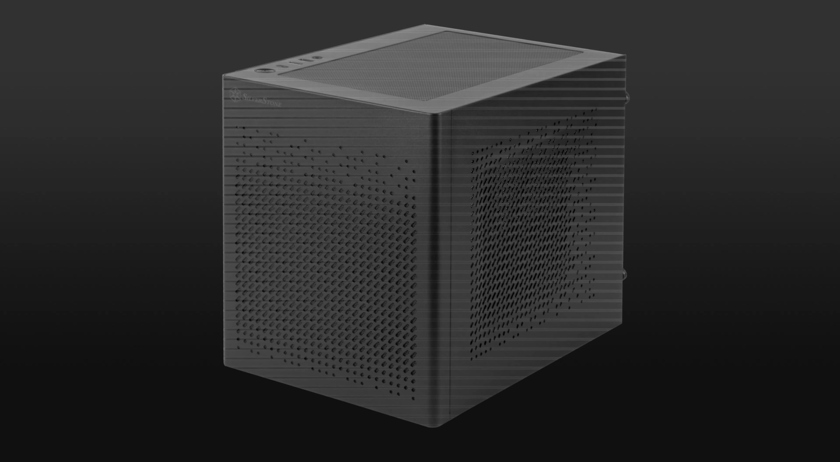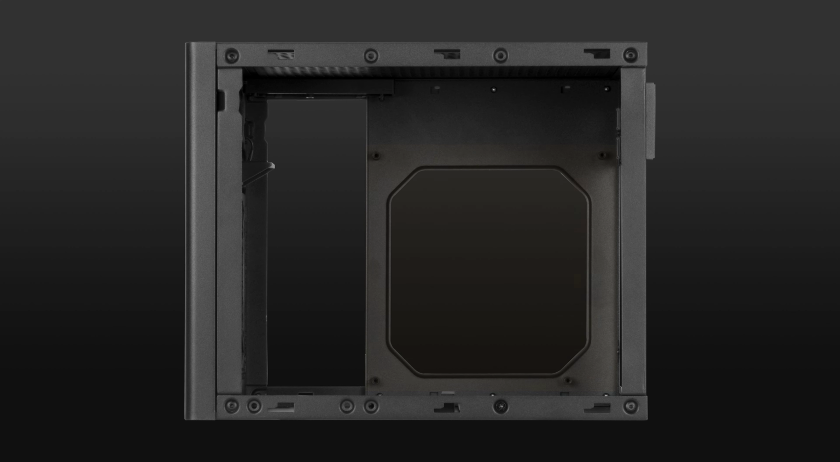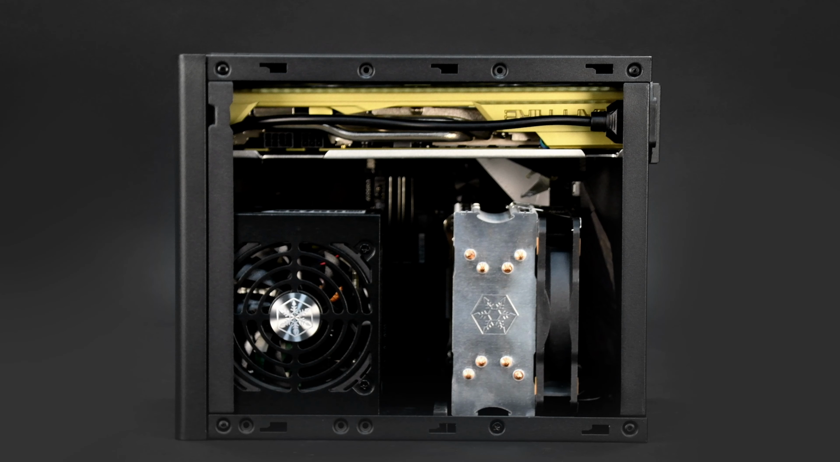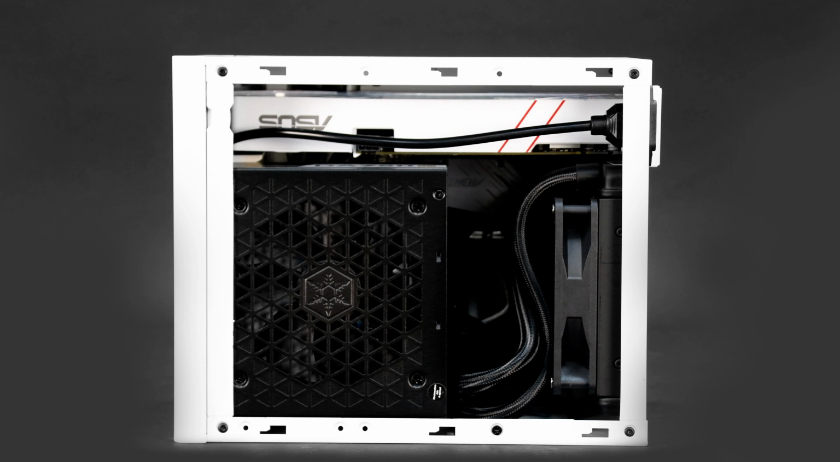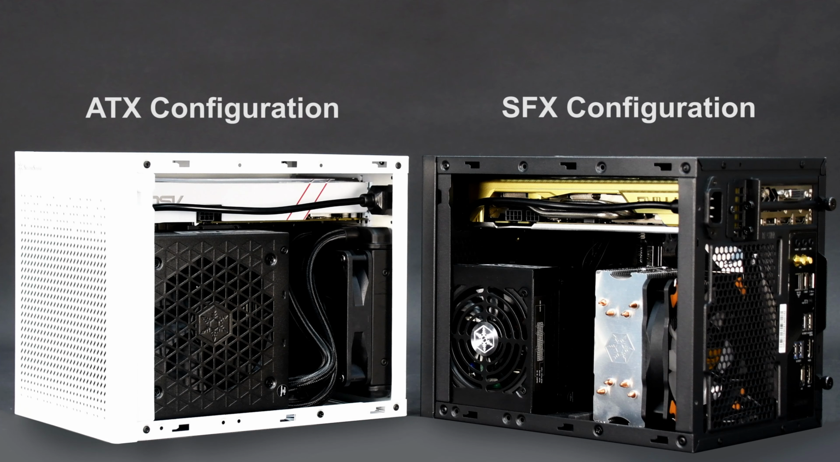SUGO 16 is designed and constructed in a shoebox shape using high-grade steel material. At a mere 13 litres with dimensions of 200mm width, 232mm height, and 280mm depth. It's compatible with Mini DTX or Mini ITX motherboard in a 180-degree rotated motherboard layout, ATX or SFX and SFXL power supplies, maximum of 220mm liquid cooling radiators, and storage drives of up to 2 2.5-inch drives and 1 3.5-inch drive.